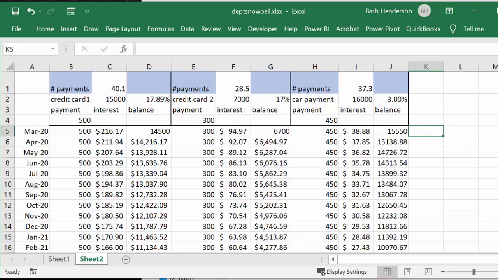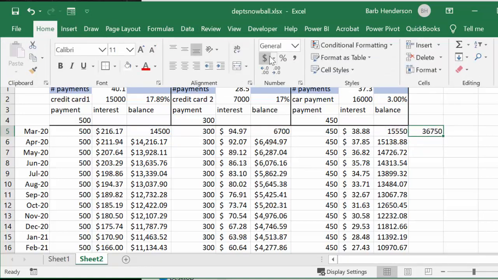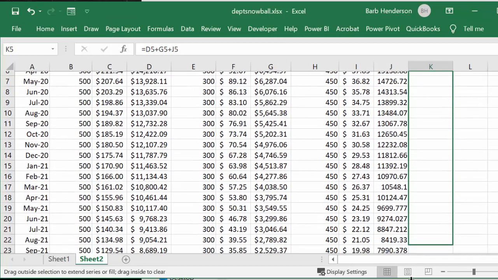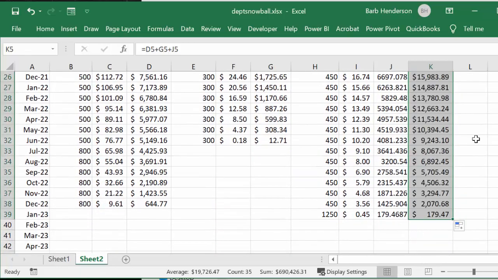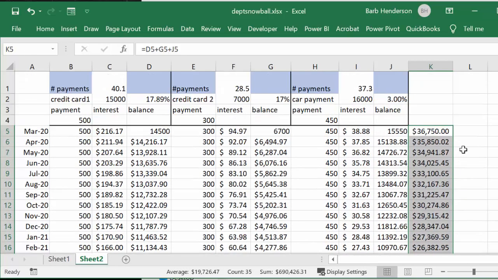Now, what we can do also here is we can calculate the running balance. So what we can do is we can go equals, and we can go the outstanding balance from here plus the outstanding balance from here plus the outstanding balance from here. And put dollar signs on that. And so then you can see at any particular point in time what his debt load is. So that is how you calculate a debt snowball calculator.